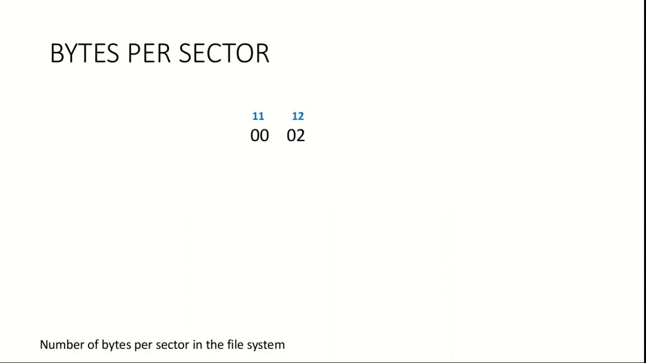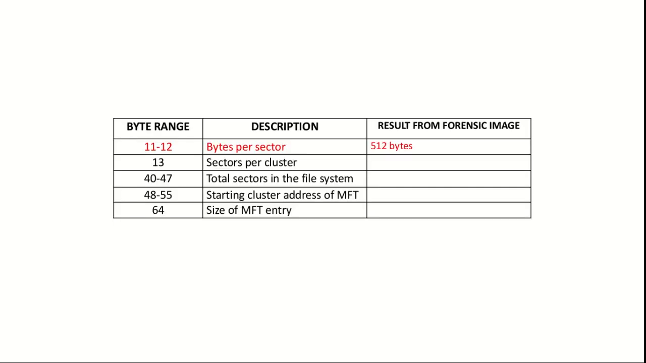On retrieval, swap, and conversion to decimal, we can see that there are 512 bytes per sector. This confirms the theory we had discussed earlier. An NTFS volume is divided into consecutive sectors of size 512 bytes. Let us update this information in the table.